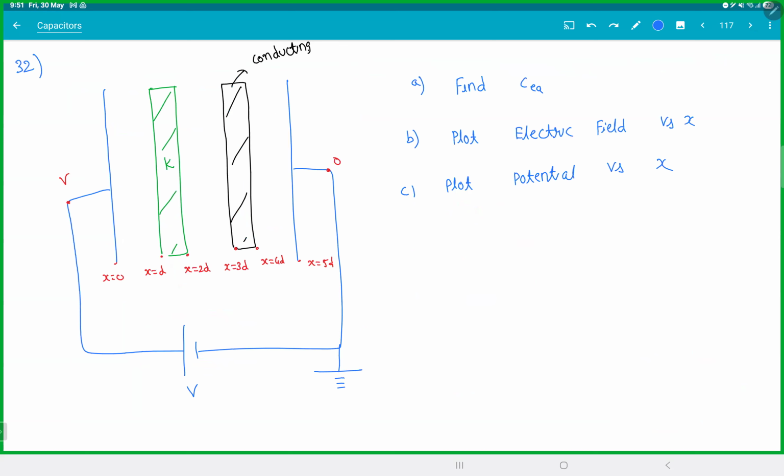Question is not over. Can you plot the electric field and potential versus X? Get that. That would be the main question. Try, I'll give you 2 minutes.